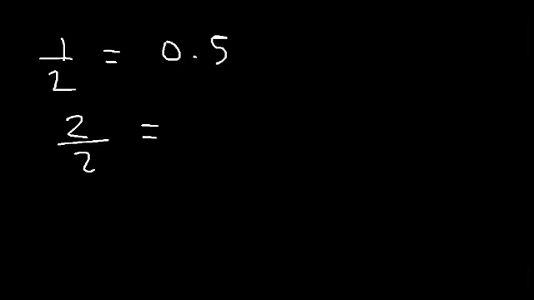Now there are some common fractions that you simply want to commit to memory. You just want to know them. It can help you if you need to do a quick calculation, especially in your head. 1/2 is 0.5. 2 over 2. Whenever the numerator, which is the top part of the fraction, and the denominator, which is the bottom part of the fraction, have the same value, the value of the entire fraction as a whole is equal to 1.